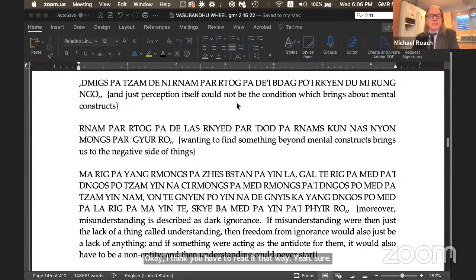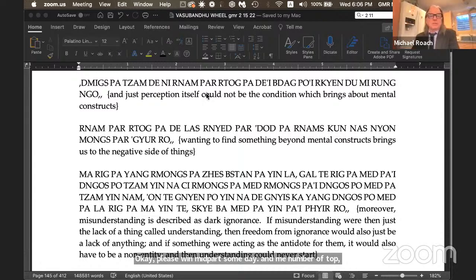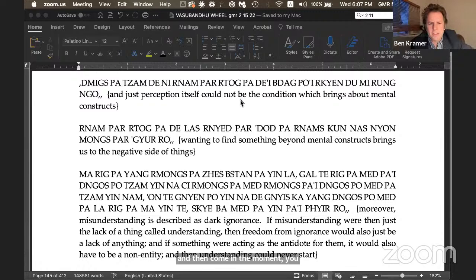Please read. Mikpatsam, just the perception itself could not be the condition which brings about mental concepts. Don't you want it to be mamikba or something? It feels like it should be negative.